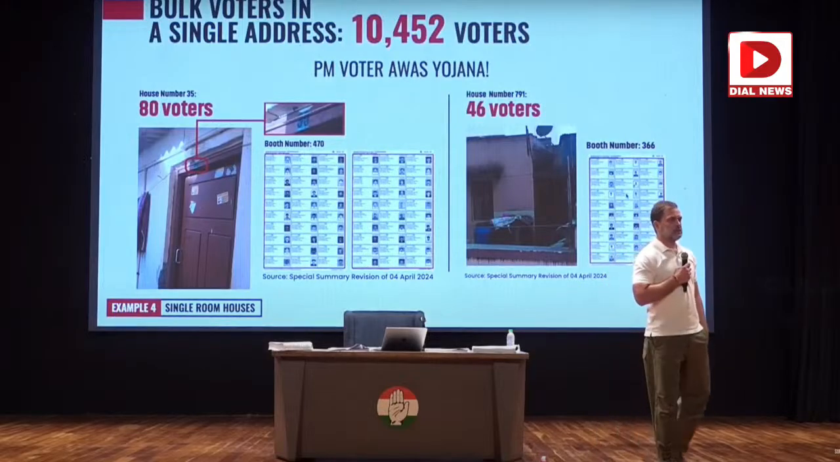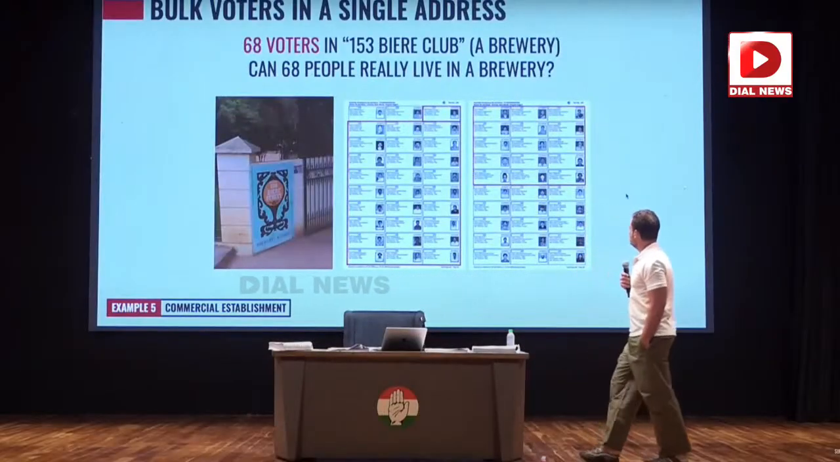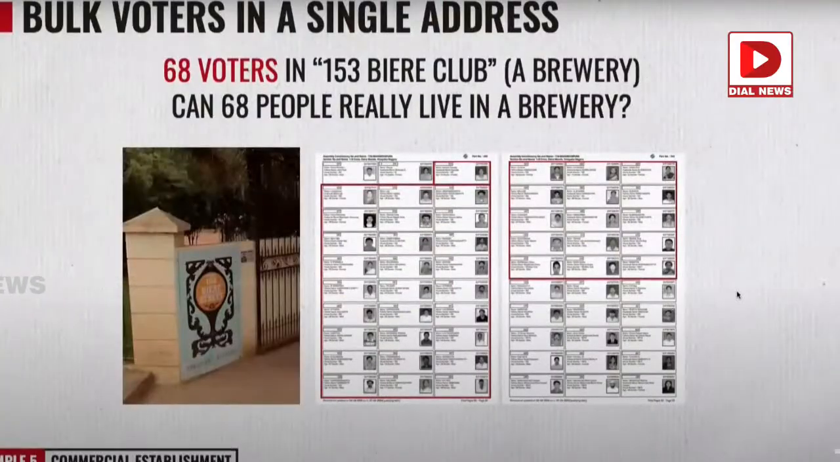When we go there, we're threatened. Our people go there, they're threatened. Take video, they're threatened. Okay, next. Here is 68 voters in a brewery, commercial establishment. Nobody lives there. Right? And when we go and ask them, where are these people? Who are these people? Nothing. We don't know. Never heard of them. Zoom in.